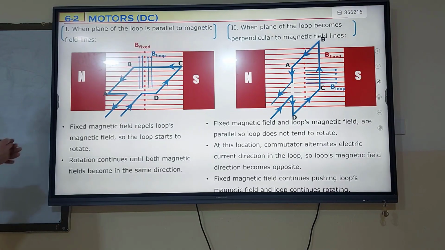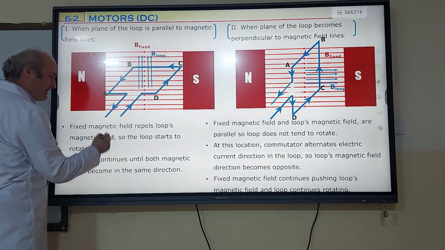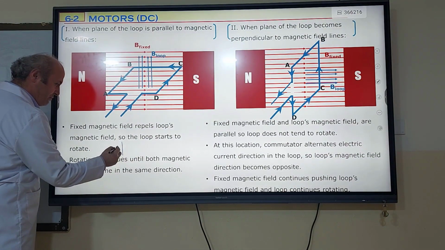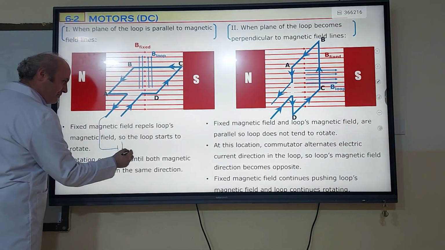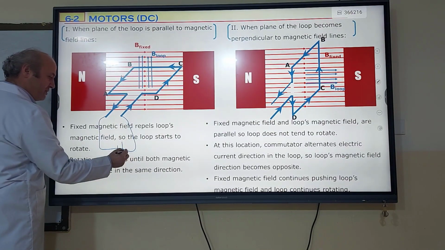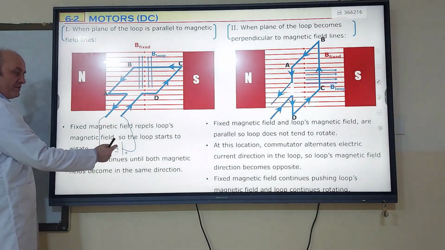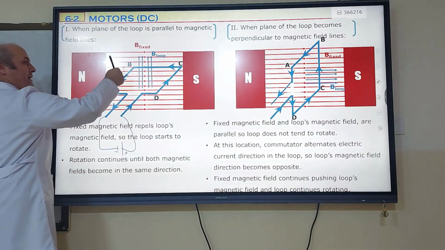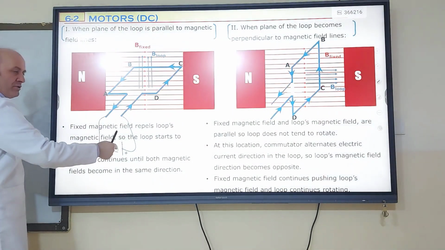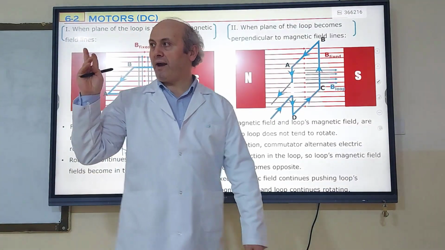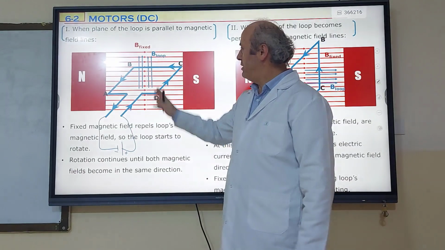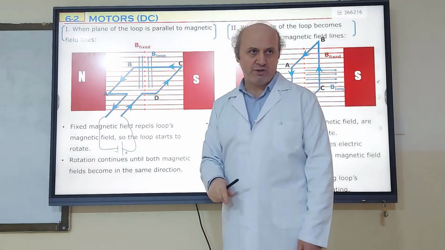Now, let's attach a battery to this loop. So positive terminal, negative terminal of the battery like this. When we attach a battery to a loop like this, electric current will start from the positive terminal, pass through the loop, and leave, and then come to the negative terminal. Now there are two magnetic fields. The magnet's magnetic field is horizontal, the loop's magnetic field is vertical.